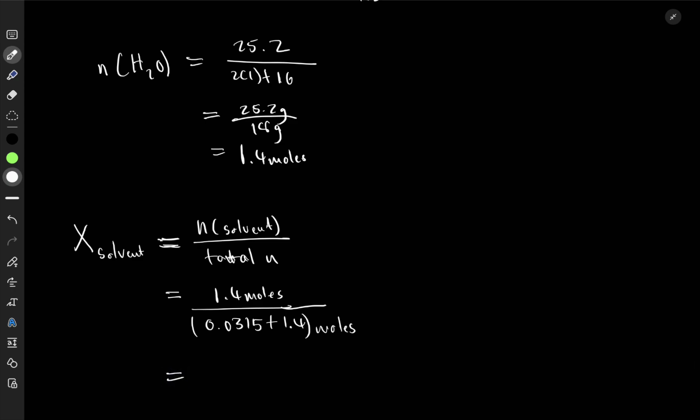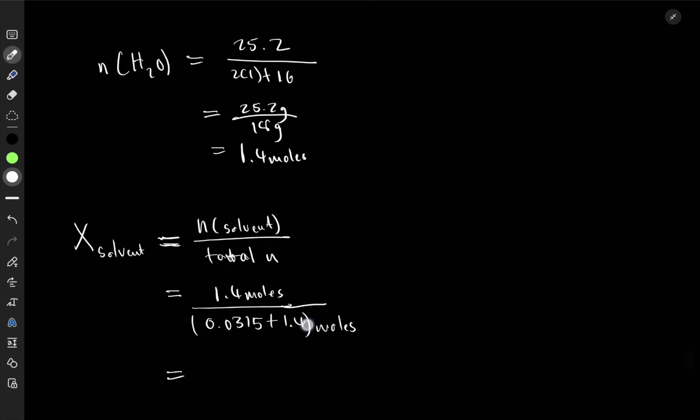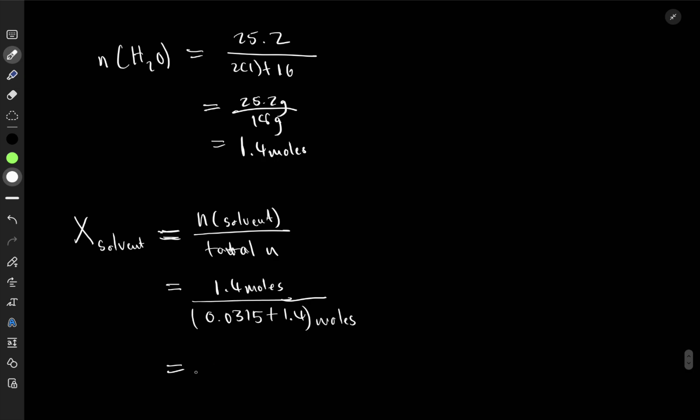So it is going to be 1.4 plus 0.0315. We'll get 1 point something. Then we can now say 1.4 divided by that. We'll get 0.977 and so on. So we could have this 0.9779. So 0.978.